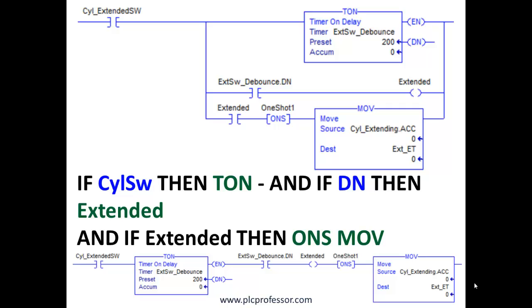Because it's obvious that you're not going to move the cylinder extend accumulated value into the tag name extend ET unless all those other conditions have been met. Whereas in the upper one, you actually have to spend a little bit more time looking at it.